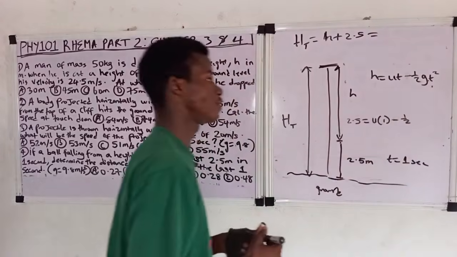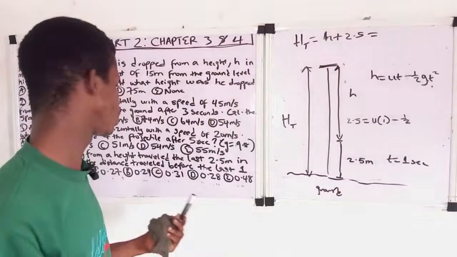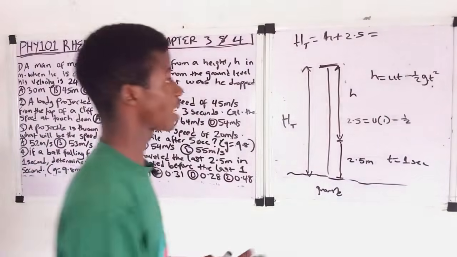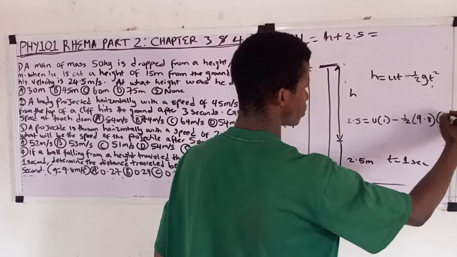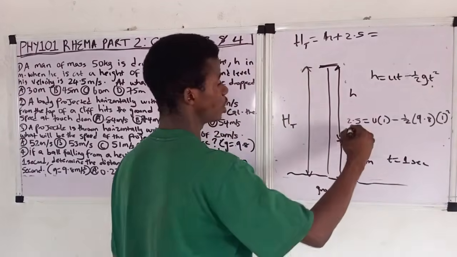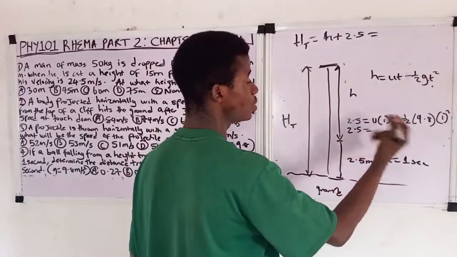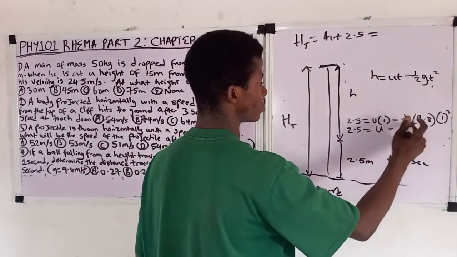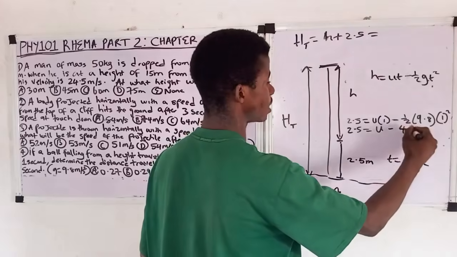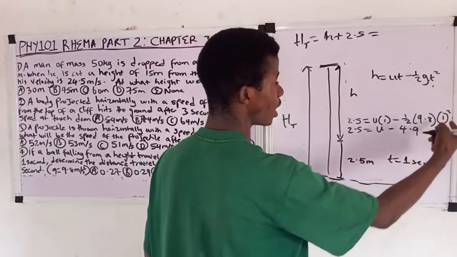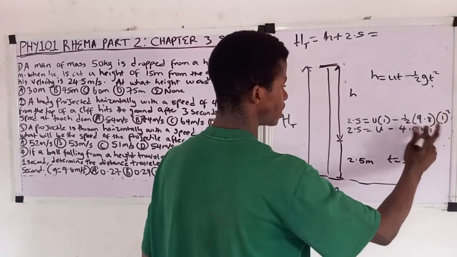Using the first coordinate, g is what? We all know g is 9.8, right? Then t is 1, all squared. So here we will have 2.5 equals u times 1, which gives us u, then minus 9.8 times half, which is 4.9. 1 square is still 1, and anything times 1 will still give us that same thing, right?